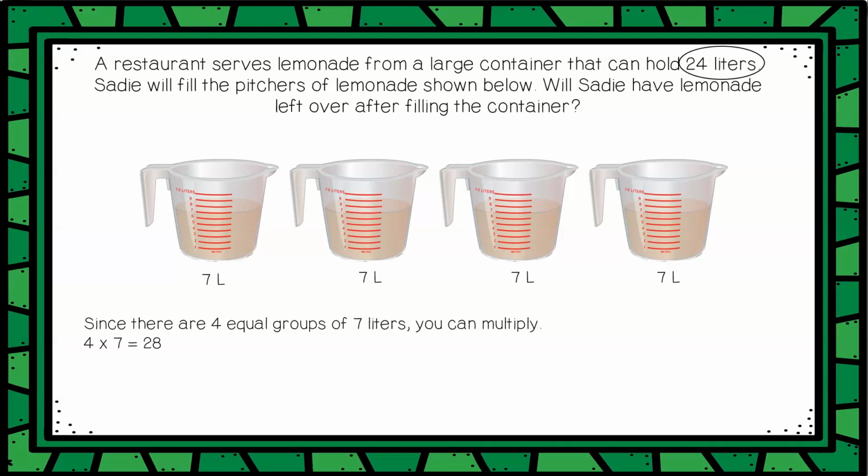Now we need to decide whether or not Sadie will have lemonade left over after she fills the container. 28 liters, or the total amount of liters of lemonade she had, is greater than the 24 liters that the container can hold. So we know that Sadie will have lemonade left over.